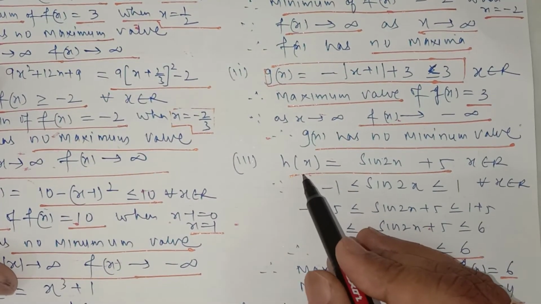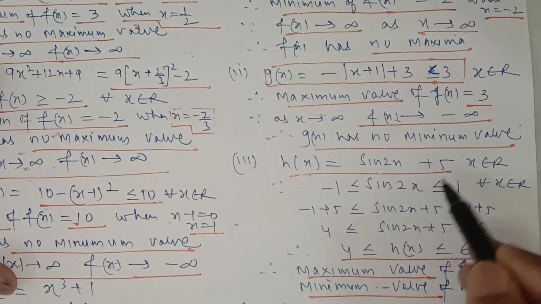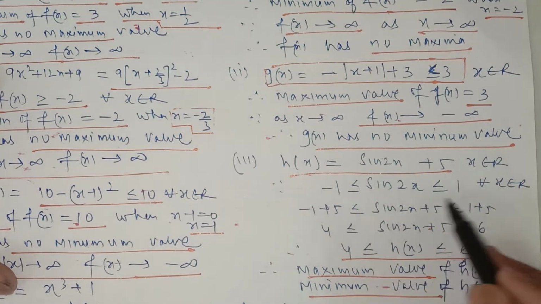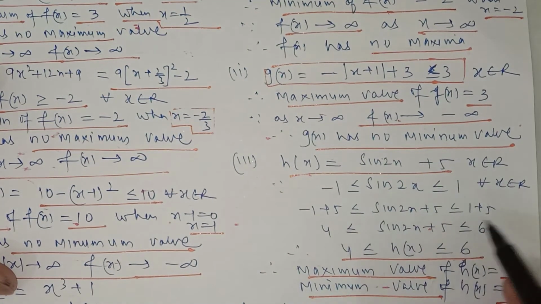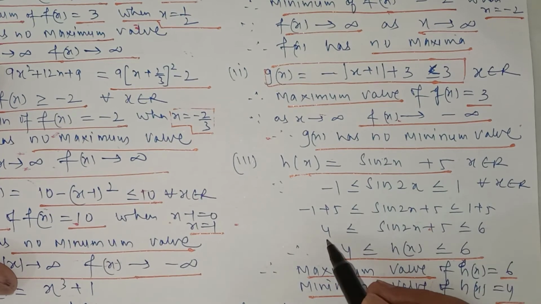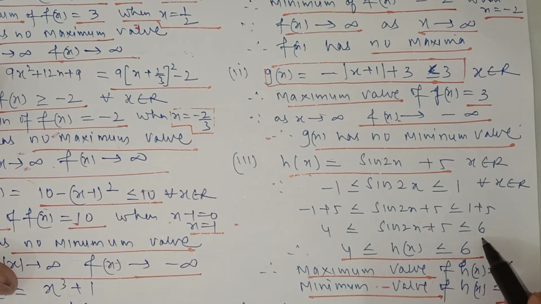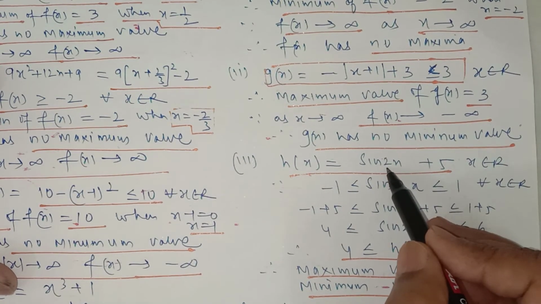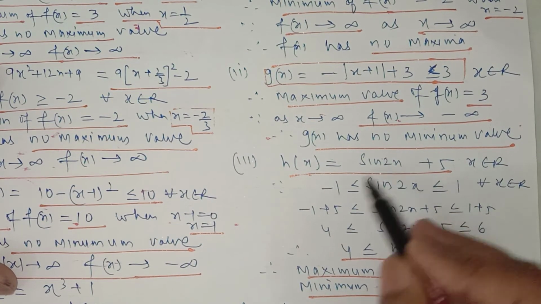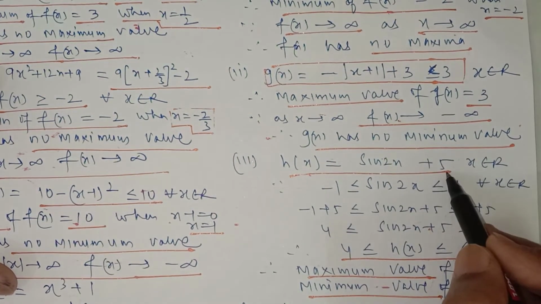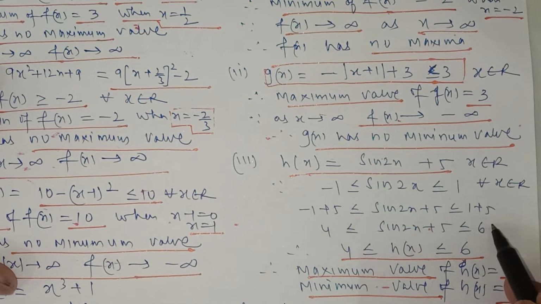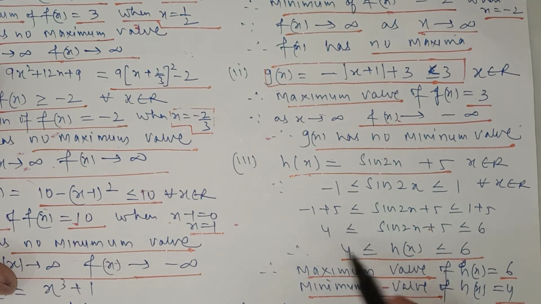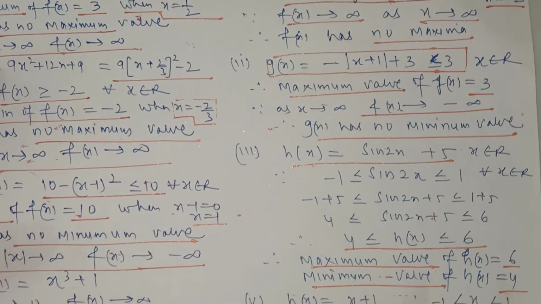Now the third part, we have h(x) is equal to sine 2x plus 5. We know that the value of sine is from minus 1 to 1. If we add 5 to both sides, its minimum value will be 4 and maximum value will be 6. The maximum value of sine is 1 and the minimum value of sine is minus 1, and because 5 is added to this term, adding 5 to its minimum and maximum value gives a minimum of 4 and a maximum of 6.